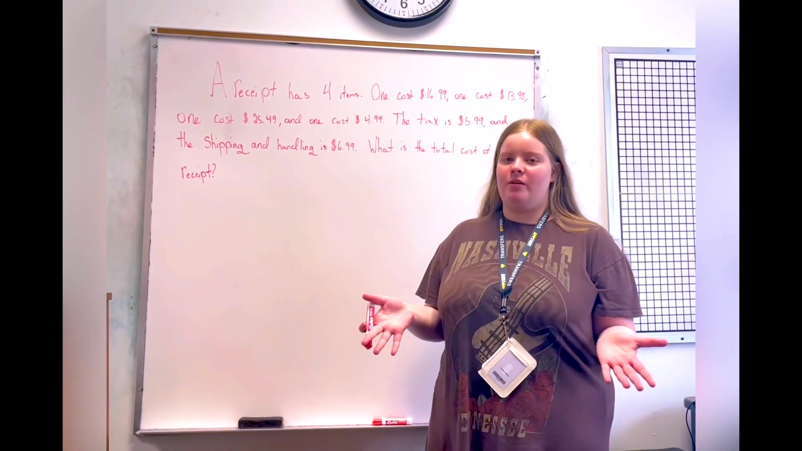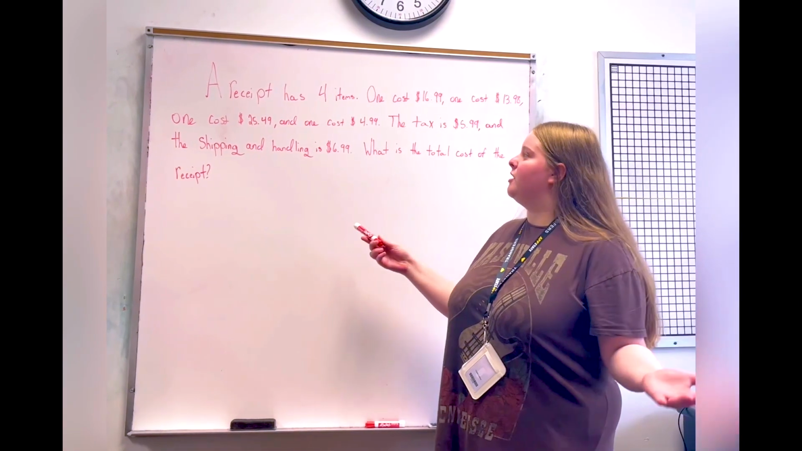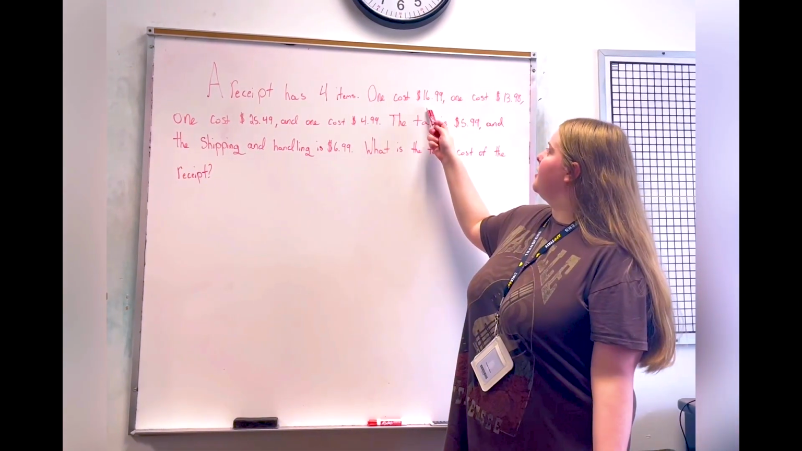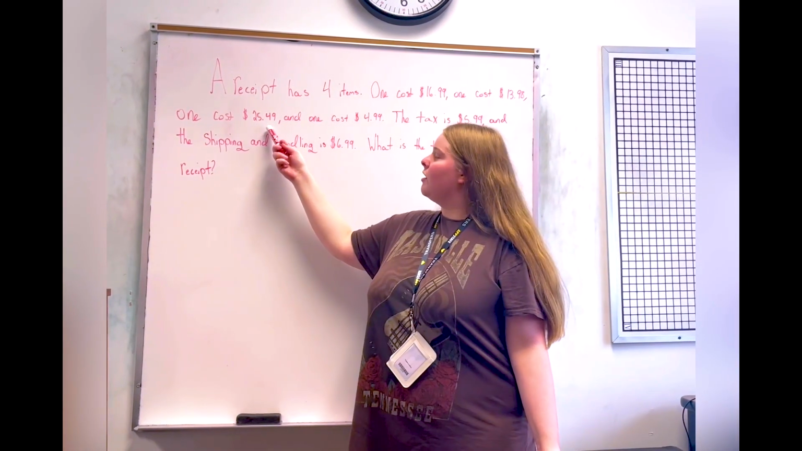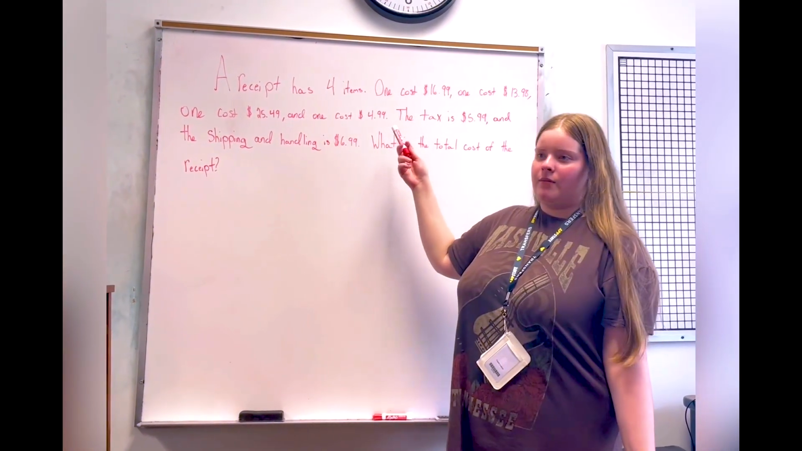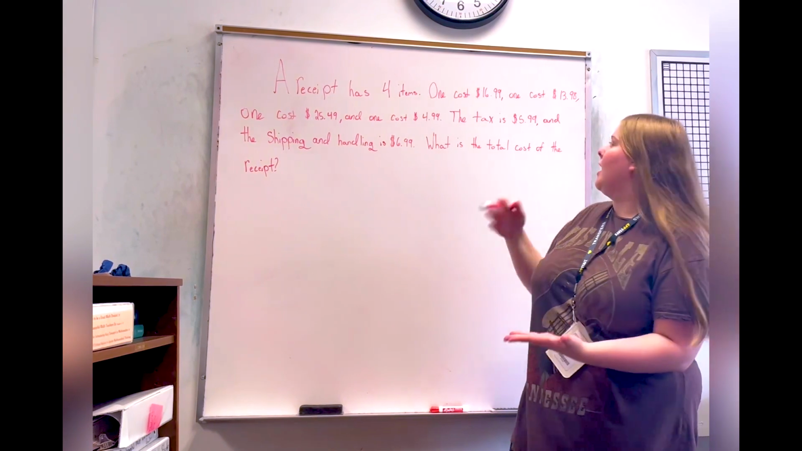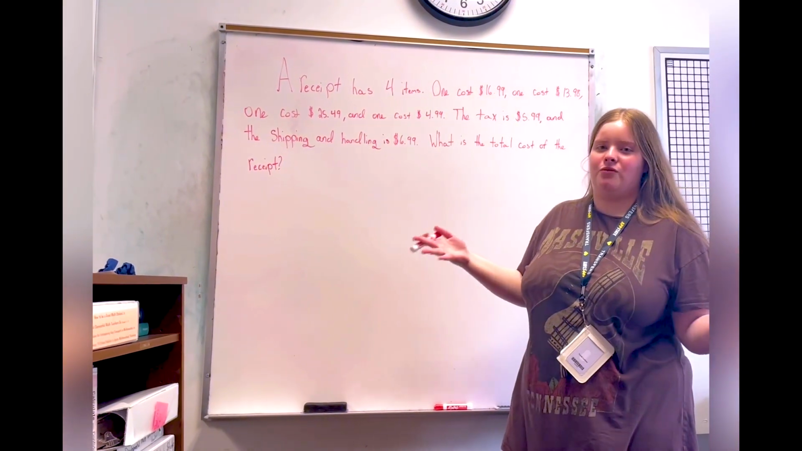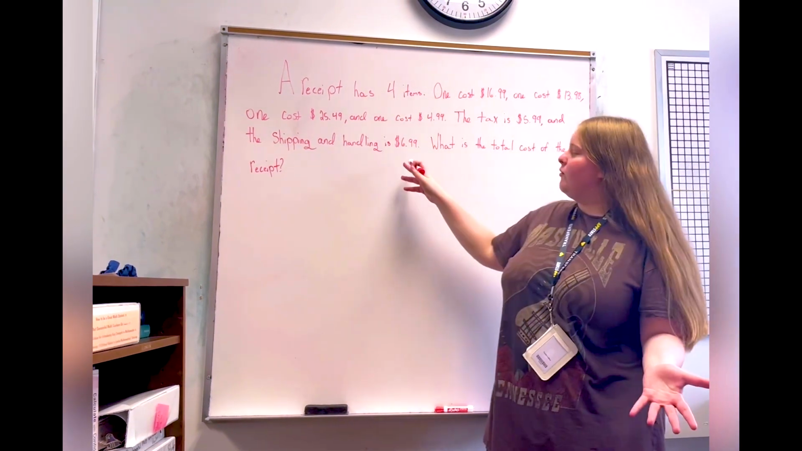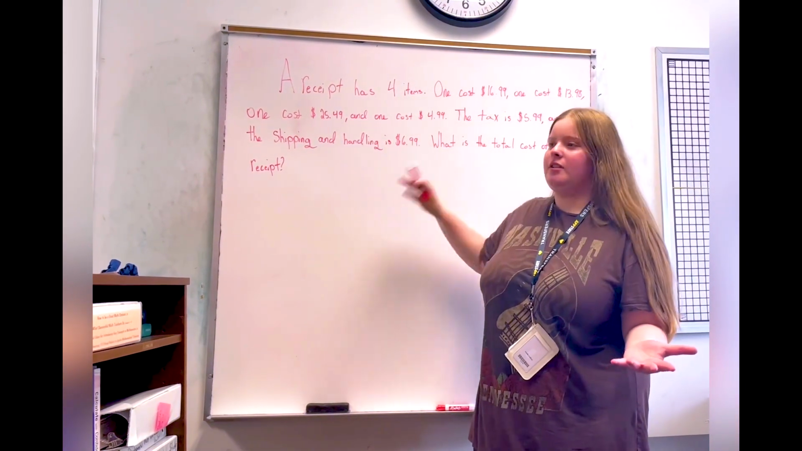Another example of the problem Jessica uses is, let's say you have a receipt with 4 items. One costs $16.99, one costs $13.98, one costs $25.49, and one costs $4.99. So now we also have to take into account the tax, which is $5.99. And to clarify, these numbers are made up and they're not actually real. And the shipping and handling would be $6.99, which you also would have to take into account.